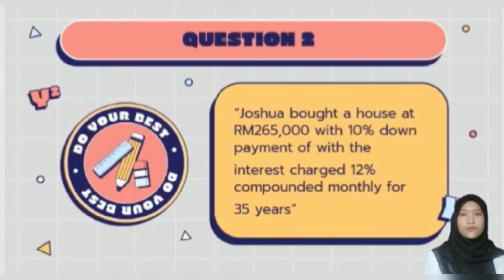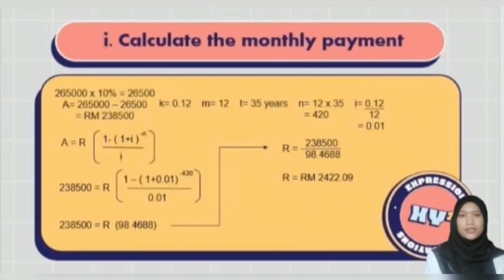Joshua bought a house at RM265,000 with a 10% down payment, with an interest charge of 12% compounded monthly for 35 years. First, calculate the monthly payment. Based on the question, we need to identify all the information given. Joshua bought a house at RM265,000 with a 10% down payment, so we multiply 265,000 by 10% and we get 26,500 for the down payment. Next, to find A, 265,000 is minus the down payment of 26,500.